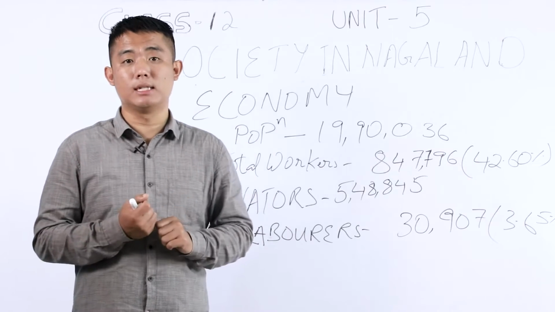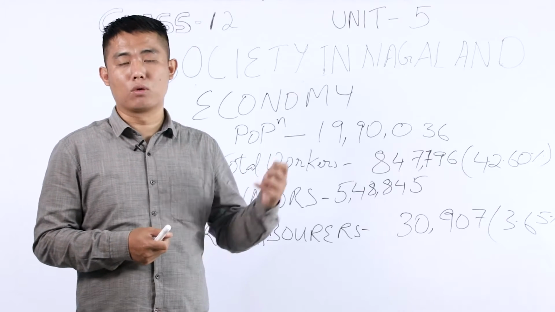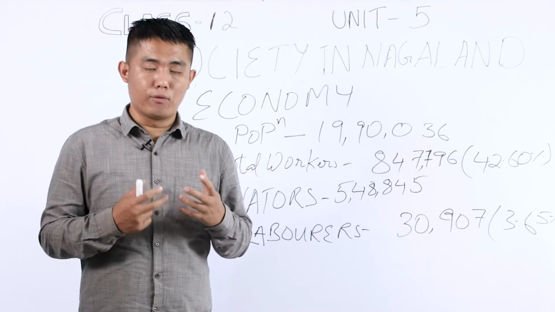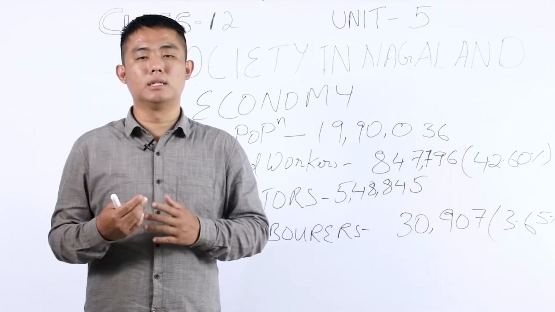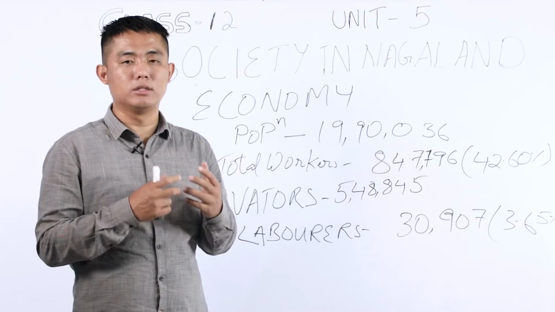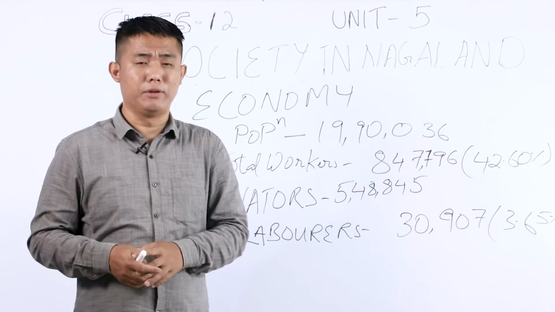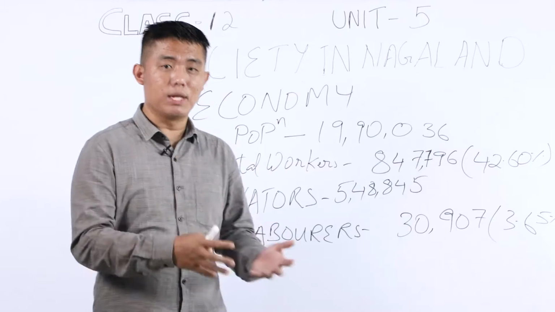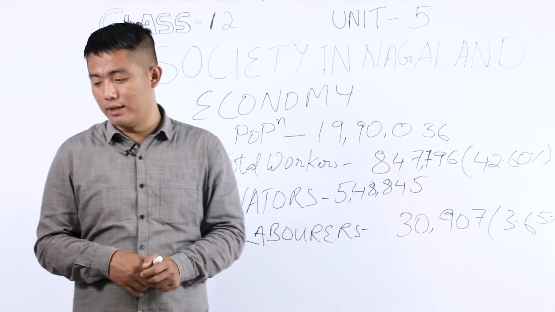Like I've mentioned in the previous classes, agriculture is one of the backbones of the occupation of the Nagas. That is what we have discussed. We have also come across that most of the Nagas follow some types of agriculture, which are shifting cultivation and also terrace cultivation. Like I have mentioned in the previous classes, today we are going to discuss shifting cultivation.